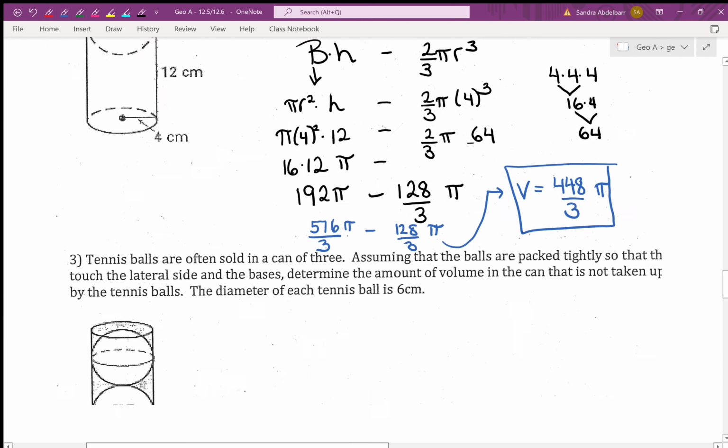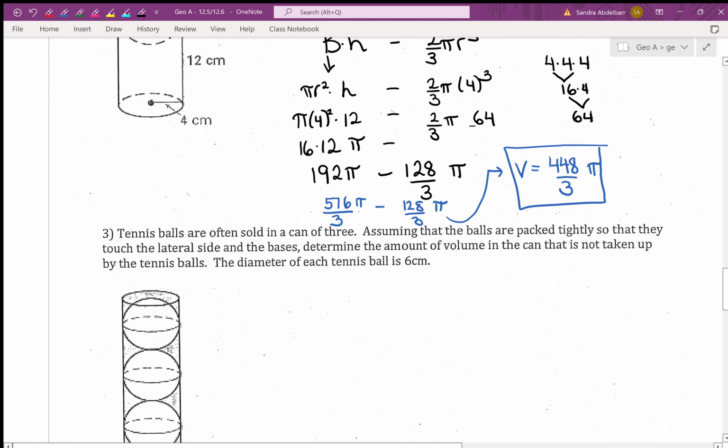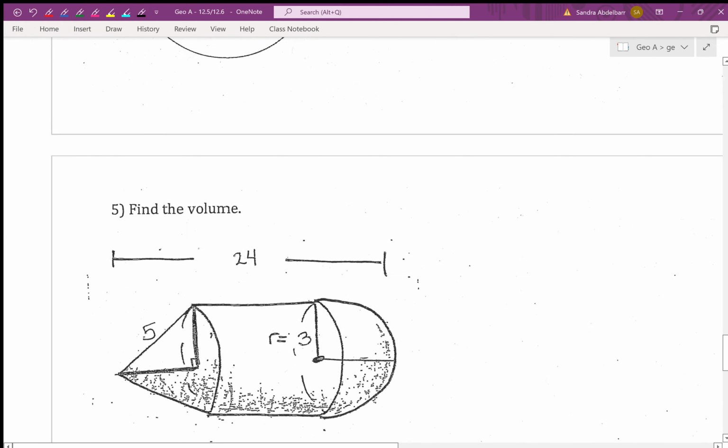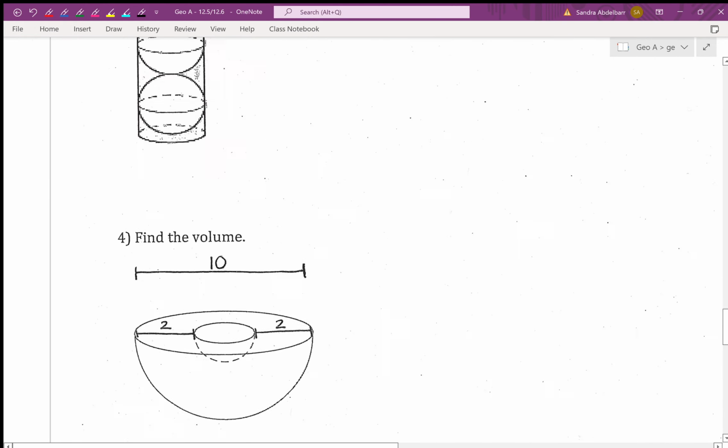Are we ready for the next one? All right, so this one's a little bit more involved. Hold on, I'm just seeing how much we have left. All right, we're in good shape.